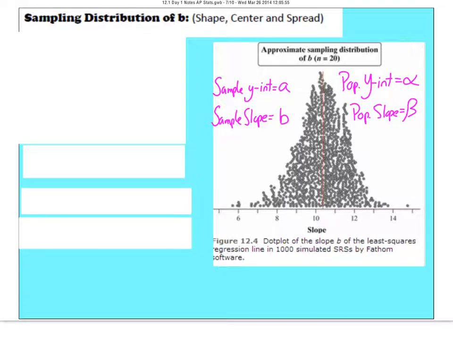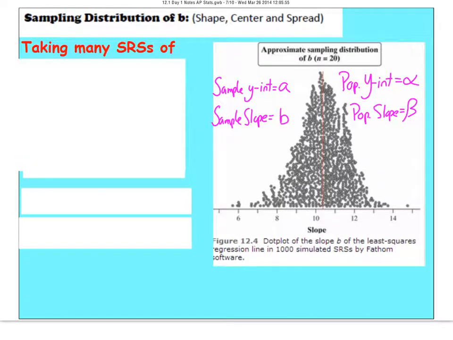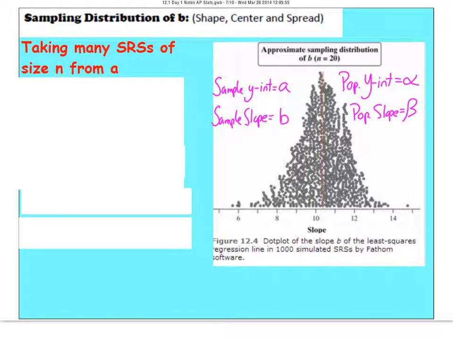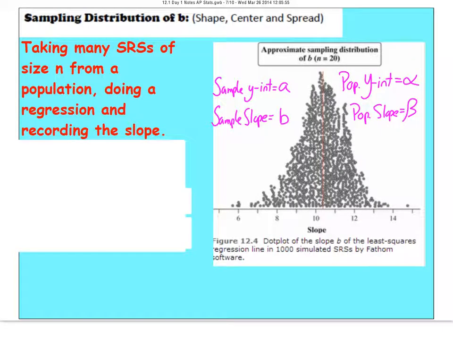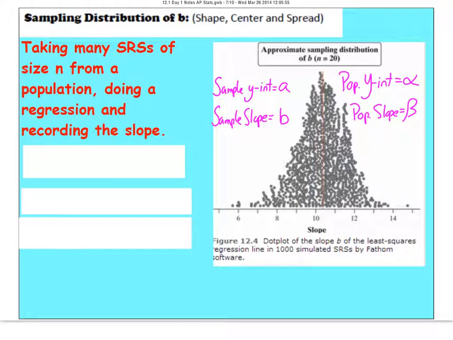Now, we did look at the sampling distributions as we were analyzing the different row that you sit in and your test scores. Here is an actual sampling distribution related to a different type of scenario. Let's talk about the shape, center, and spread, or the SOCS, of the sampling distribution. Keep in mind what a sampling distribution is. It is just taking many SRSs of size n from a population and doing a regression and recording the slope. We saw that again for our test scores.